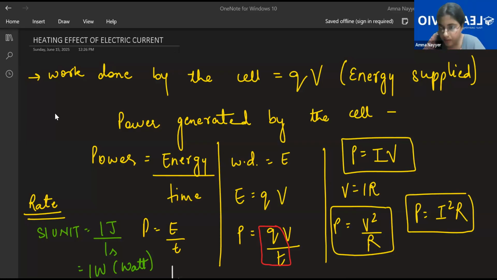We have discussed power. That power is the rate of change of energy, energy upon time. Three formulas there: VI, V square by R, right? And I square R. These three formulas.